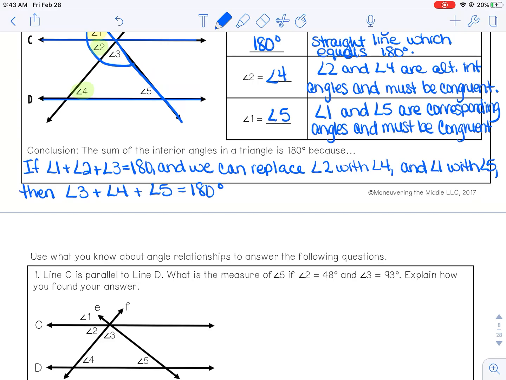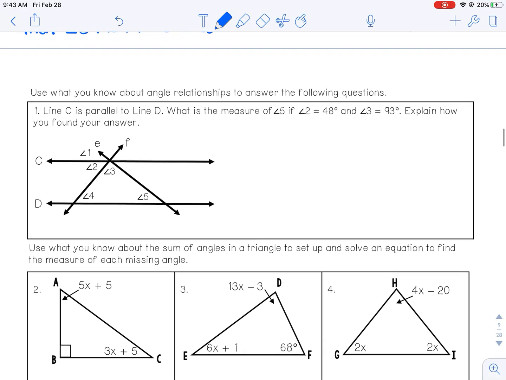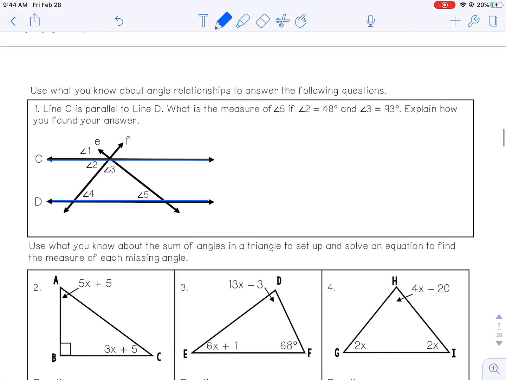Okay, so we've got some measures on the next page. What we're going to do is use what we have learned about angle relationships to answer the following questions. Again, we know that line C is parallel to line D. That's important because that tells us that if we have alternate interior angles or corresponding angles, they're congruent to each other. What is the measure of angle 5 if angle 2 is 48 degrees and angle 3 is 93 degrees?